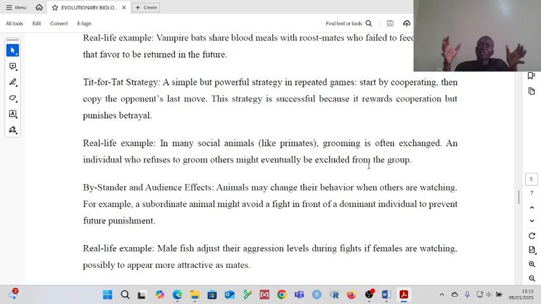So then what do members of this particular group do? They punish that betrayal by excluding it from that particular group. Okay? What about the bystander and audience effects? So animals may change their behavior when others are watching. For example, a subordinate animal might avoid a fight in front of a dominant individual to prevent future punishment.